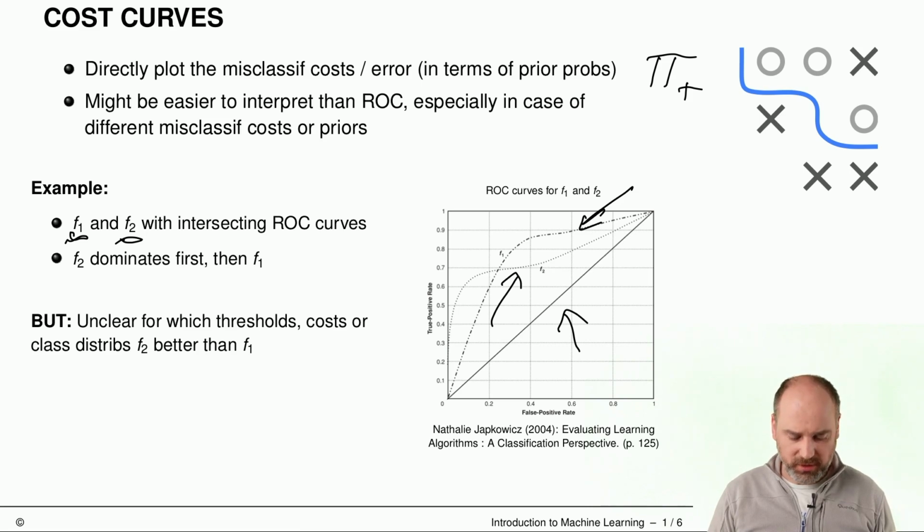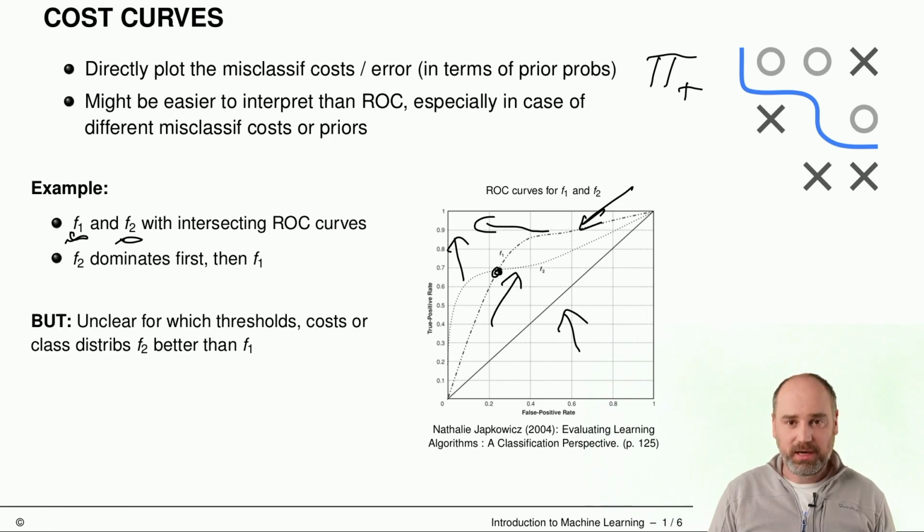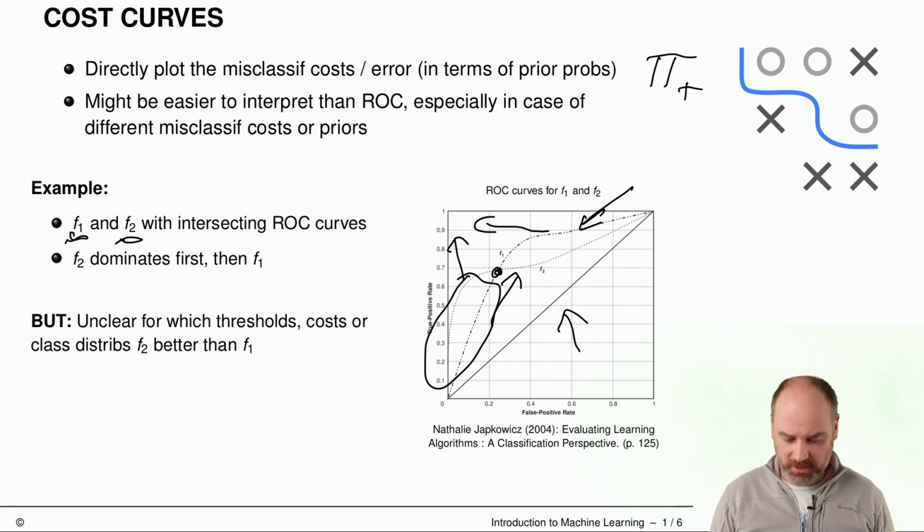If we look at these curves, we can easily see that they cross. We know that the more they lie towards the optimal point in the upper left corner, the better they are. For the region where the curve of F2 is above the curve of F1, F2 dominates F1, and here the situation flips. Unfortunately, we don't really see the thresholds.